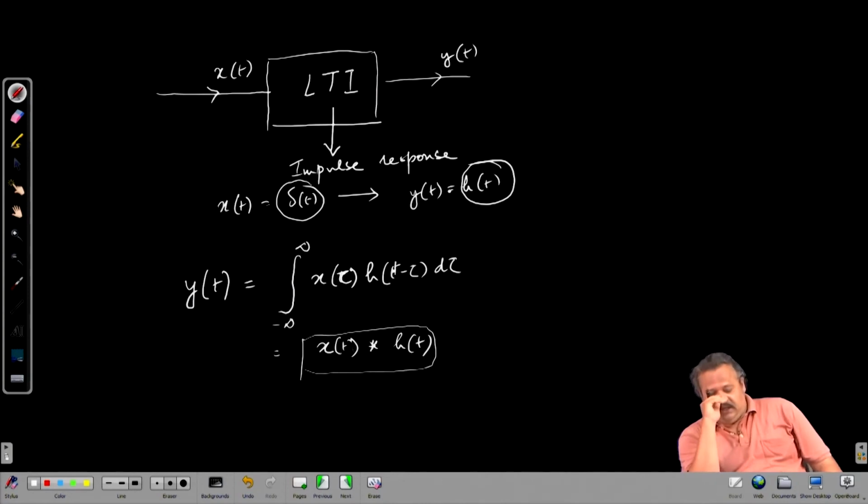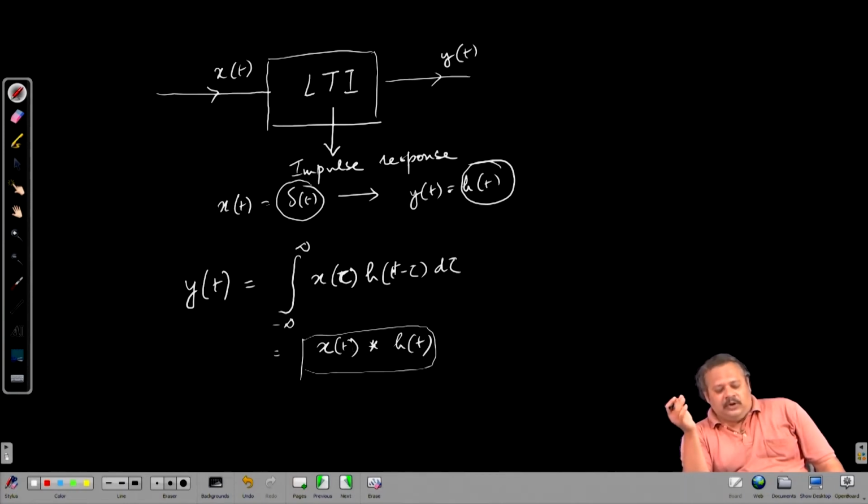And since the system is LTI, or linear time invariant, and we know the output for delta(t), which is h(t), we know the output for any x(t), because x(t) is simply scaled and shifted versions of delta(t). And linear time invariance says that we can simply do the scaled and shifted sum of the responses in the same manner and get the overall output.